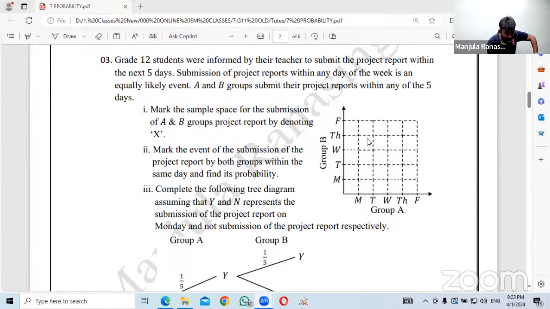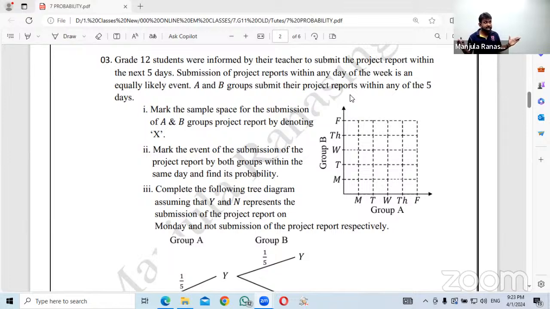Right. So now we are moving to question number 3. Grade 12 students were informed by their teacher to submit the project report within the next 5 days. Submission of the project report on any day of the week is an equally likely event. A and B groups submitted their project reports within any of the 5 days. Mark the sample space for the submission of A and B groups' project reports by denoting X.